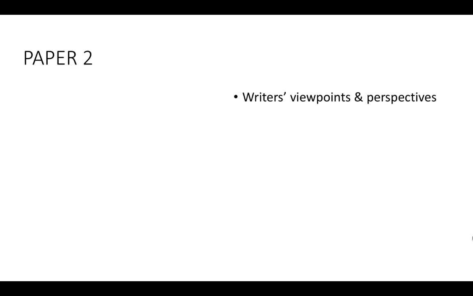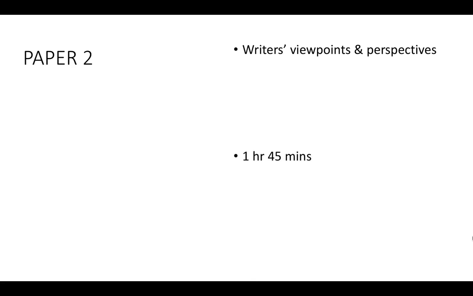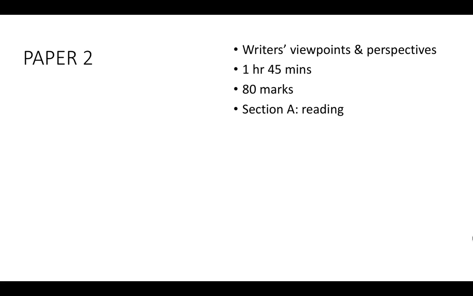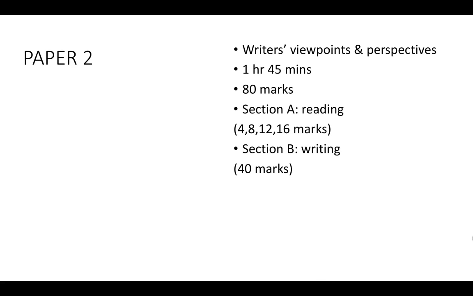And the same thing can be said for paper 2, writers' viewpoints and perspectives. Again, it's a 1 hour 45-minute exam with 80 marks available. Again, there are 2 sections. Section A, reading, with 4 questions, although these are worth slightly different marks, so the timings are different in paper 2. You've got 4, 8, 12 and 16, and then there is 1 question in section B. You don't even get to choose from 2, and that's worth 40 marks.